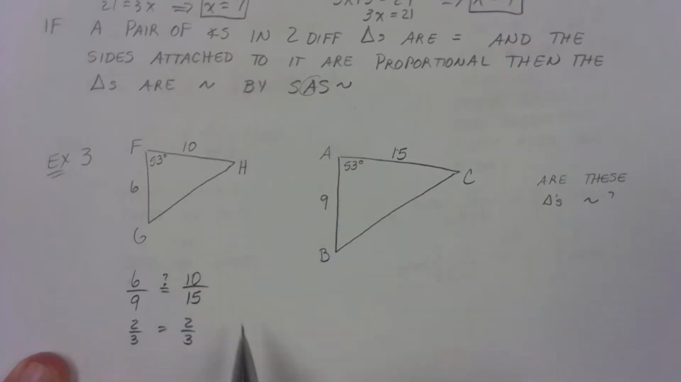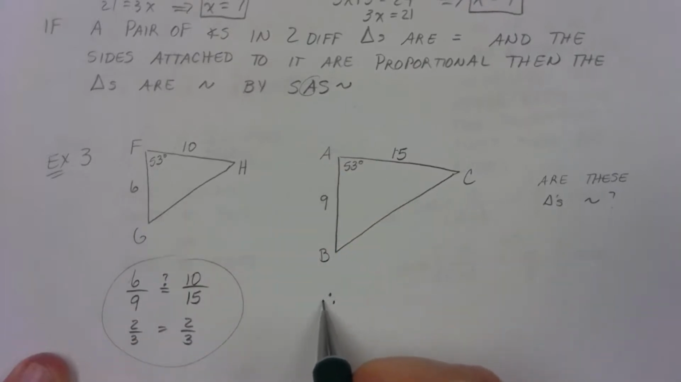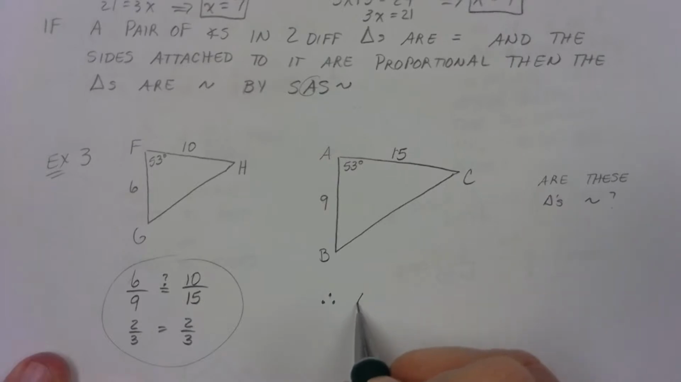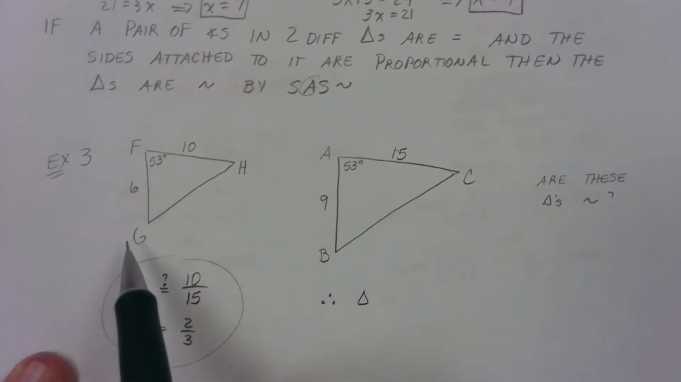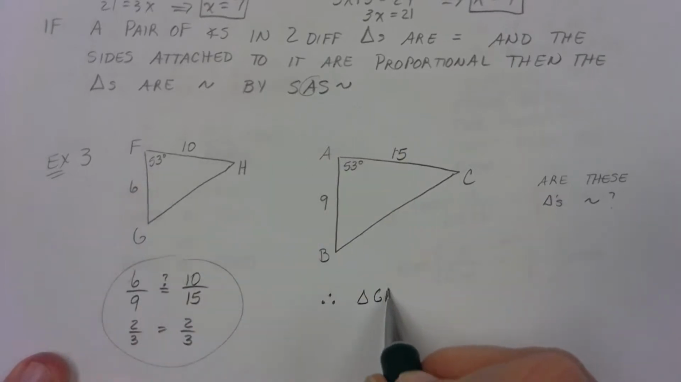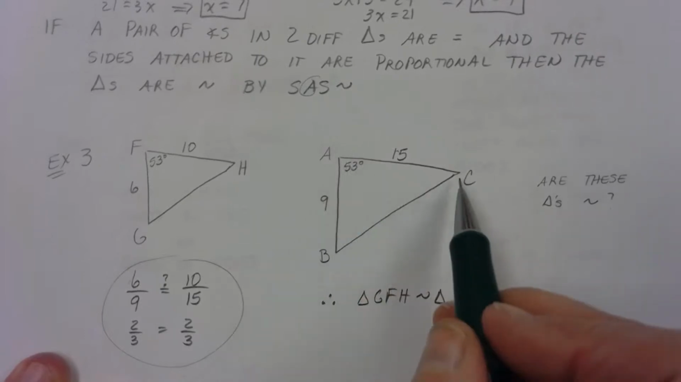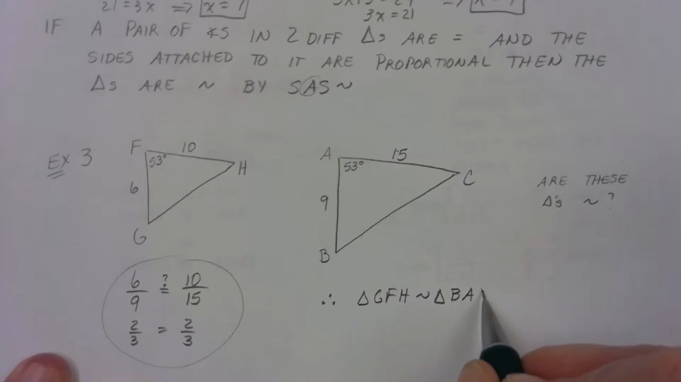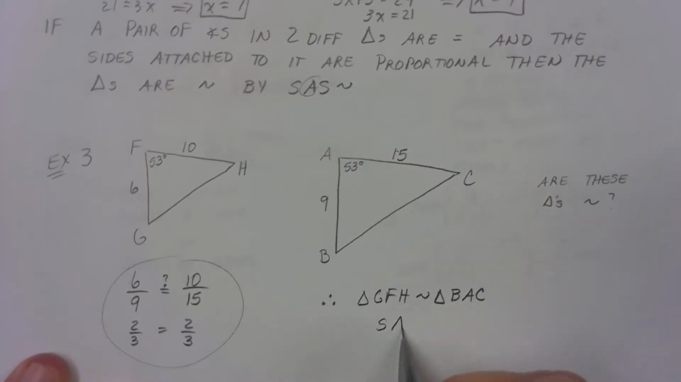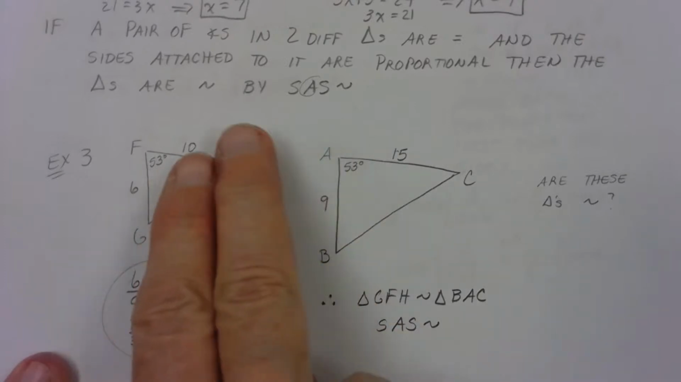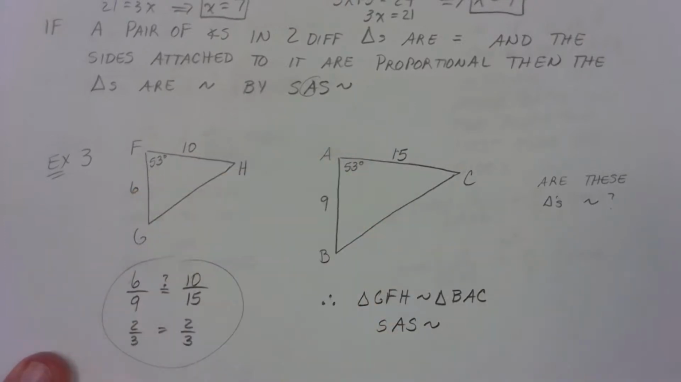Therefore, we conclude, because we have these proportional sides, and we have equal angles, therefore, this is a symbol for therefore, triangle GFH is similar to triangle BAC because of side angle side similarity. That's our justification. Sides were proportional, angles in between were equal.